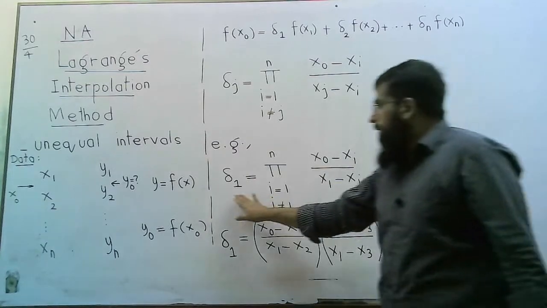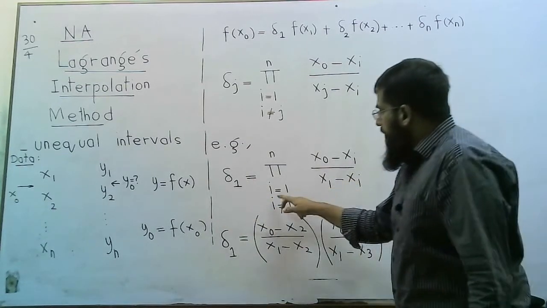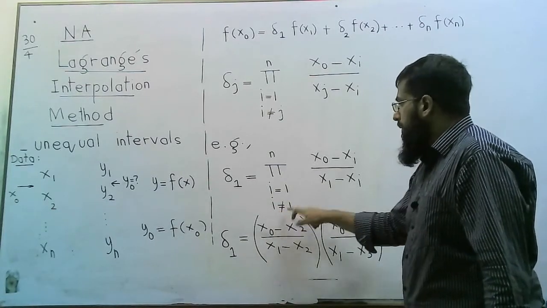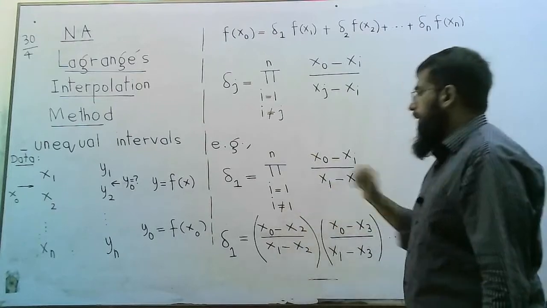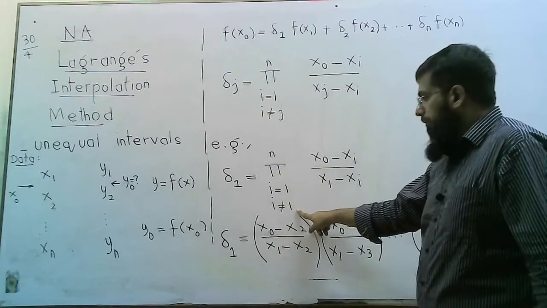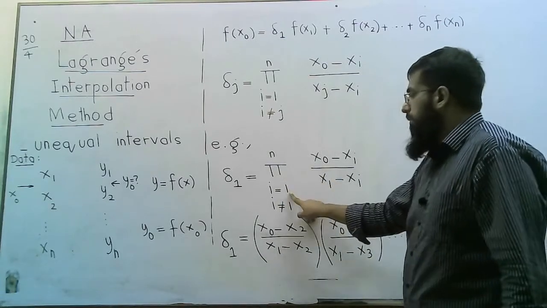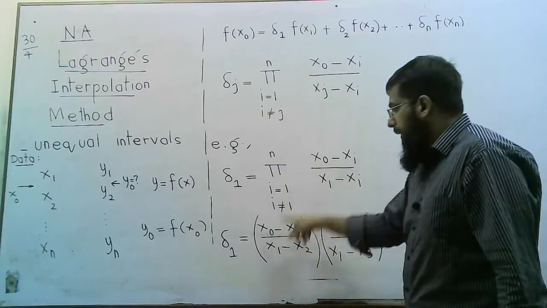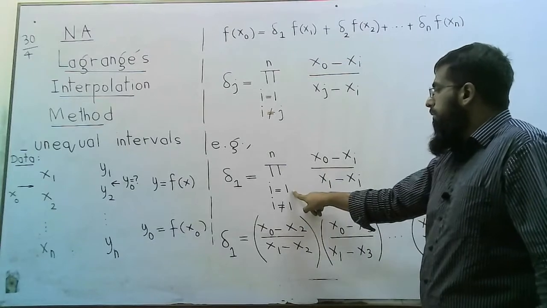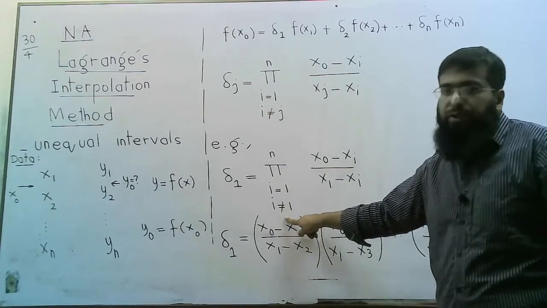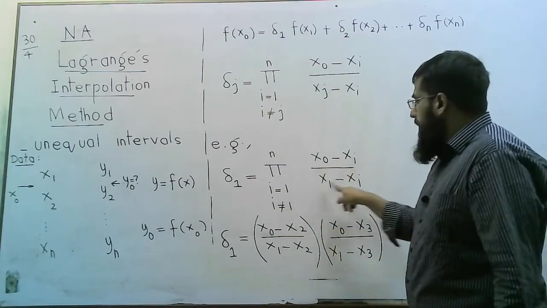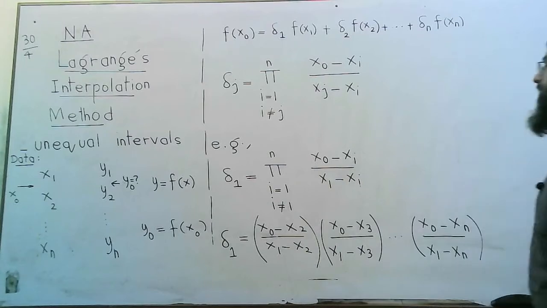For example, let's compute del 1. We'll go from 1 to n, but we will omit the term for which i is exactly equal to 1. Let's start. We go from 1 to n, but we have to skip 1, therefore we'll skip that. We'll go to the next value, 2 to n, x naught minus xi over x1 minus xi, where we started from 1 but omitted 1 at the same time. This means we'll start from 2: x naught minus x2 divided by x1 minus x2, where i is 2.